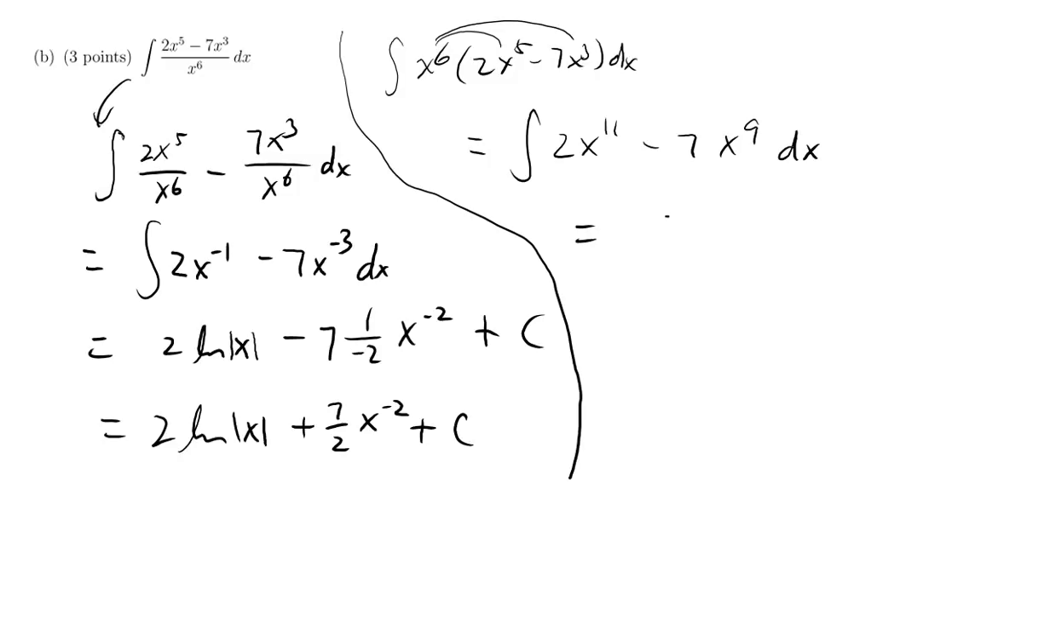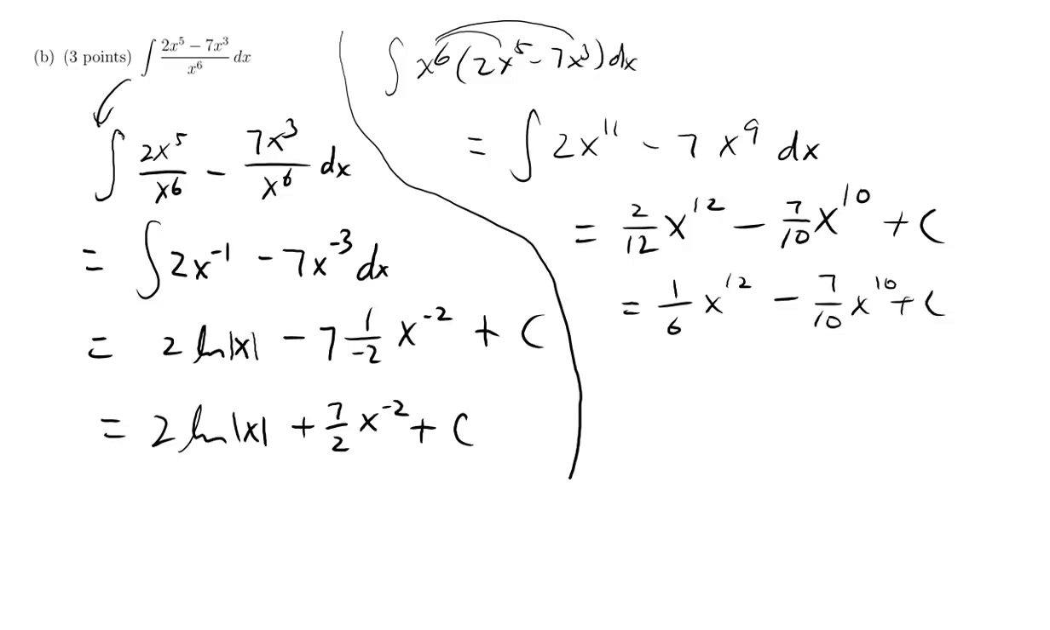So x to the 11, you add 1 to 11, that's 12. Reciprocal of 12 is 1 over 12. You add 1 to 9, that's 10. Reciprocal of 10 is what you put. And then plus c, and then I will reduce 2 over 12 as 1 over 6 x to the 12 minus 7 over 10 x to the 10 plus c.